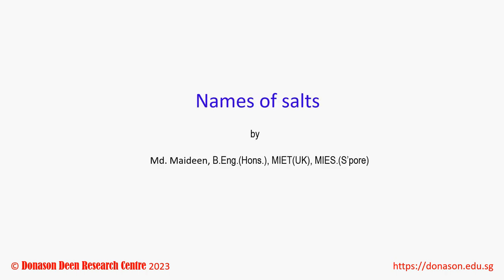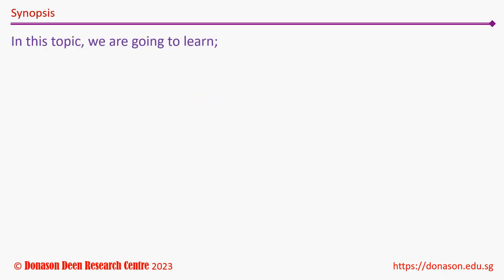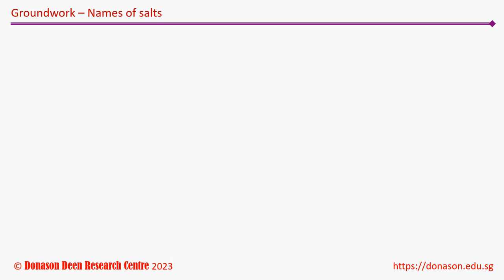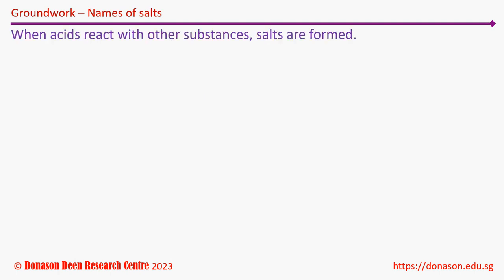Names of the salts. In this topic, we are going to look at how to name the salt based on the chemicals that react together to produce the salt. How do we name the salt, and how is the name of the salt derived from the reactants that are reacting together to produce the salt? And then we're going to identify the cations and the anions found in the salts. So these are the three things that we're going to look at.